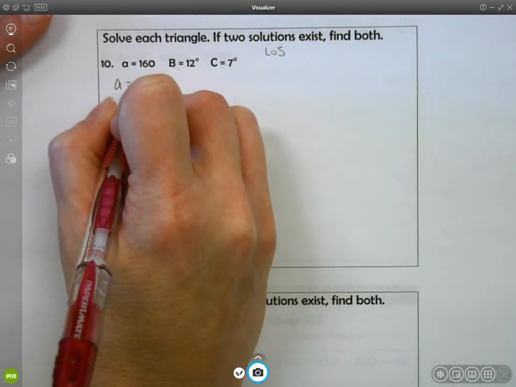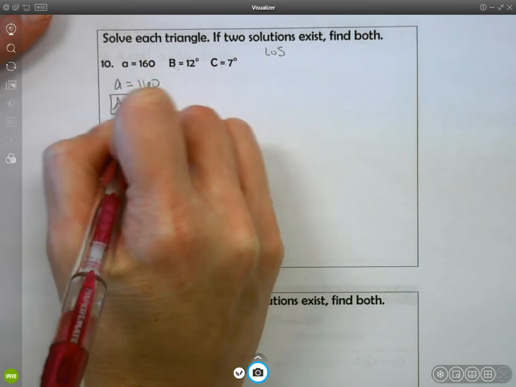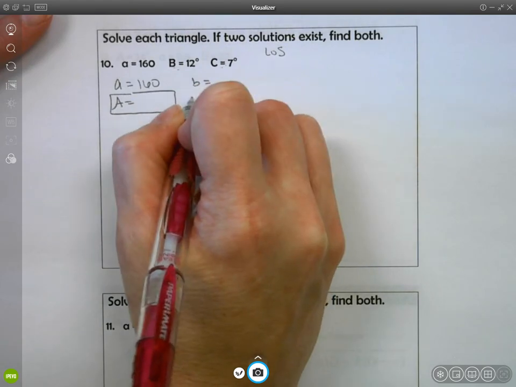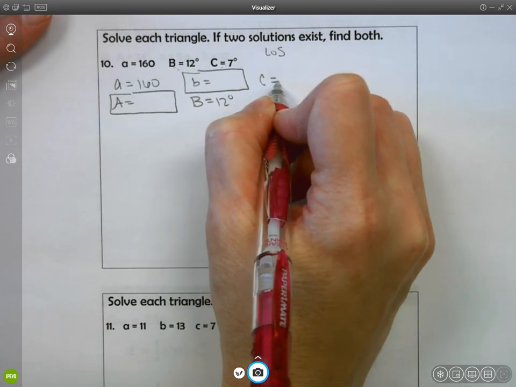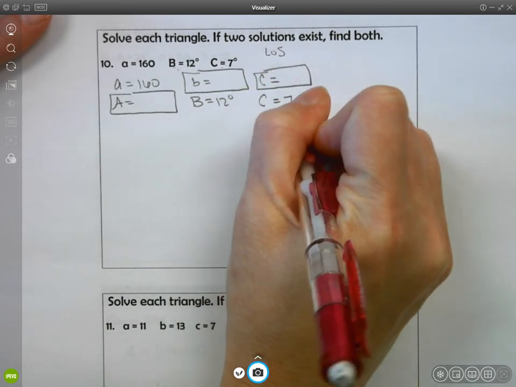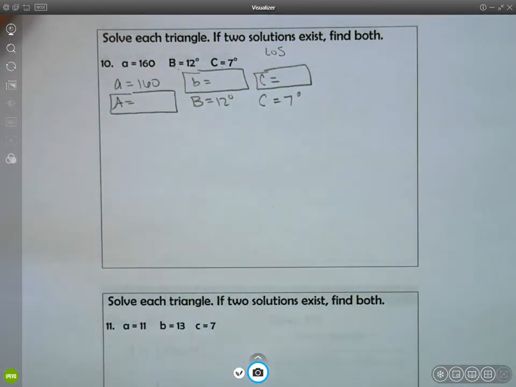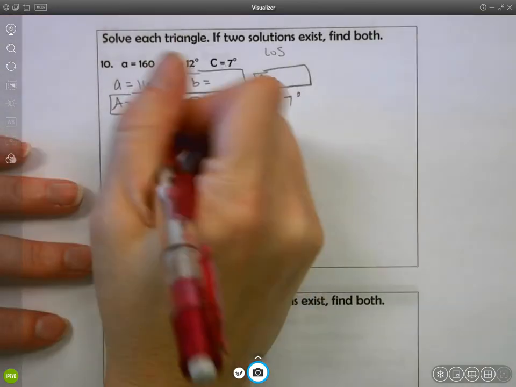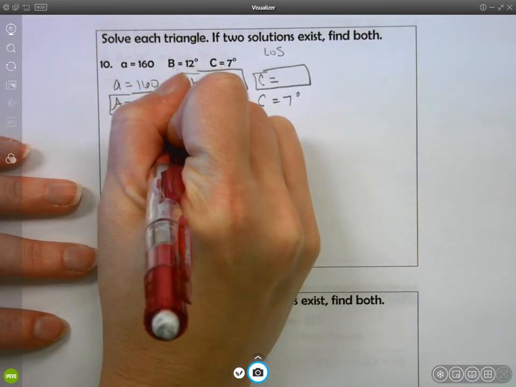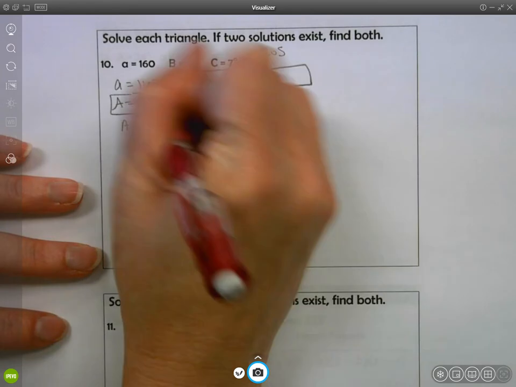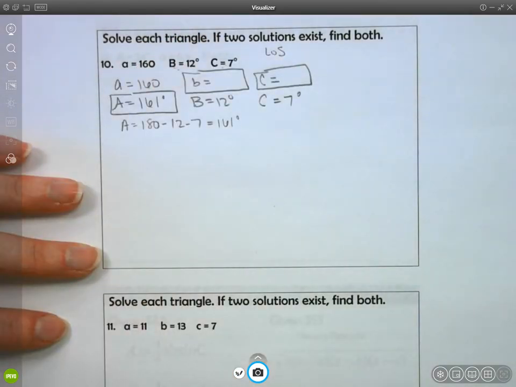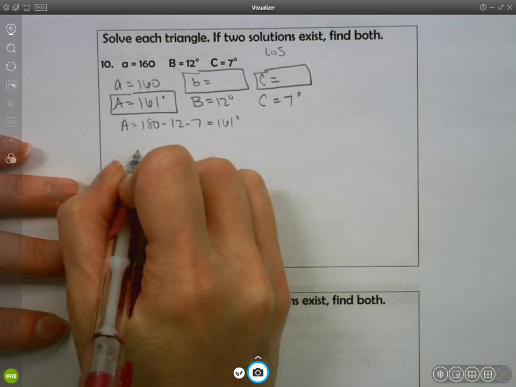So setting up, we know side A, but not angle A. We don't know side B, but we know angle B. We don't know side C, but we do know angle C. So this one has no matching pair, but you have two angles, so you can figure out angle A, which is going to be a pretty big angle, 161. Now you have a matching pair, so you can use law of sines.